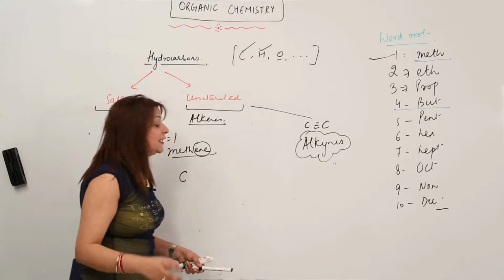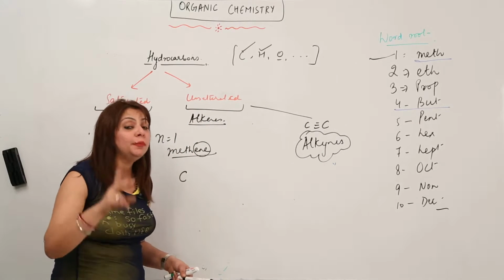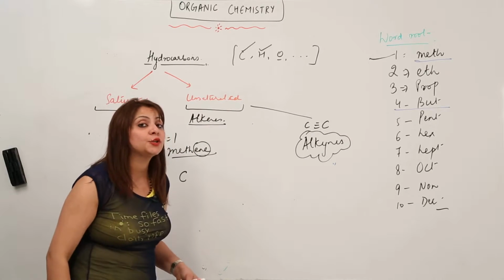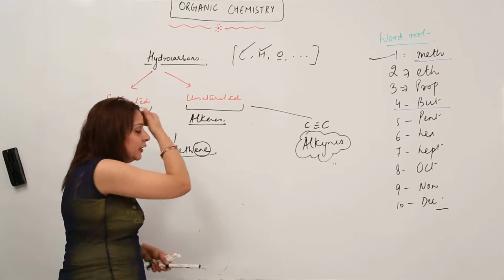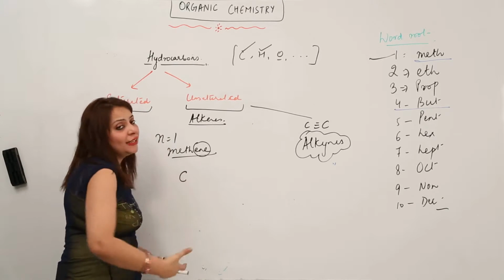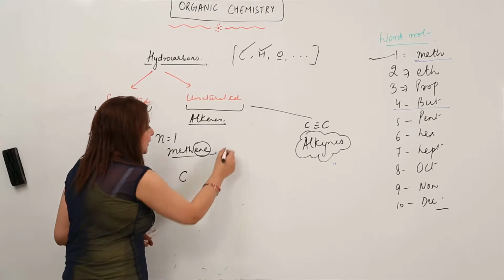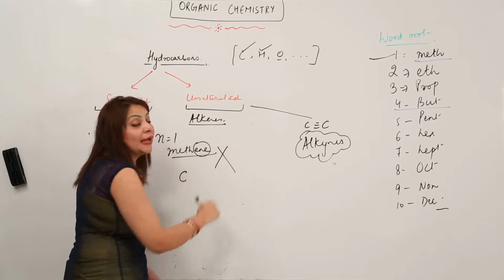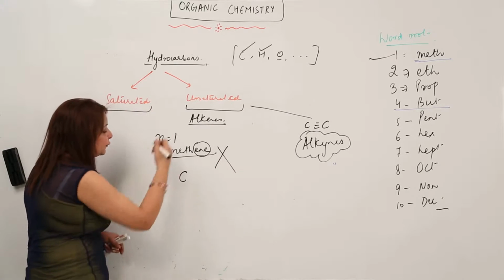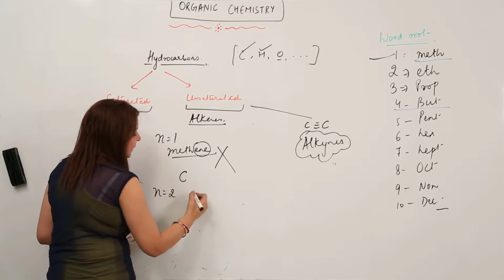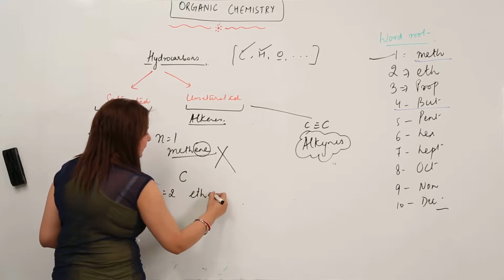But as we know, hydrogen has only a duplet, so it cannot make the double bond. It needs only one valence electron to get satisfied, right? So there is no other carbon atom with which the carbon atom can bond with a double bond. So that means this member does not exist, right? Its first member is a minimum of 2 carbon atoms, that is ethene.